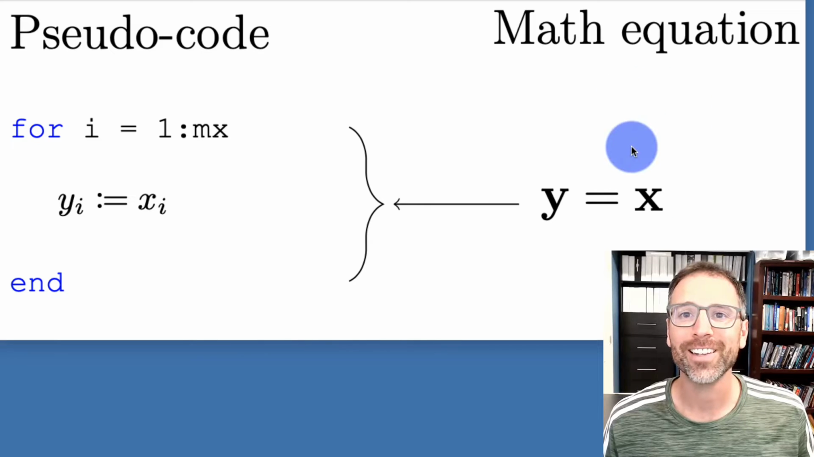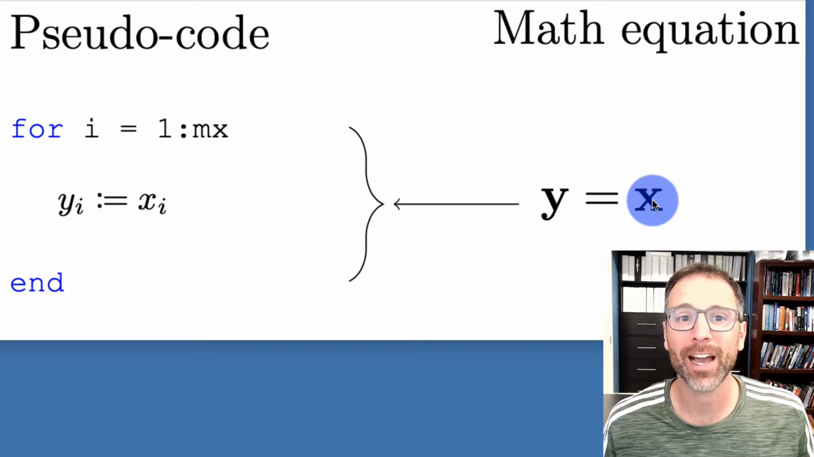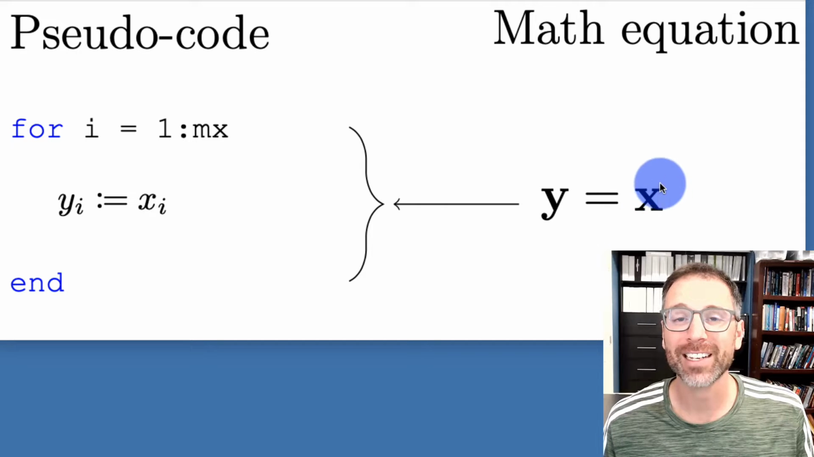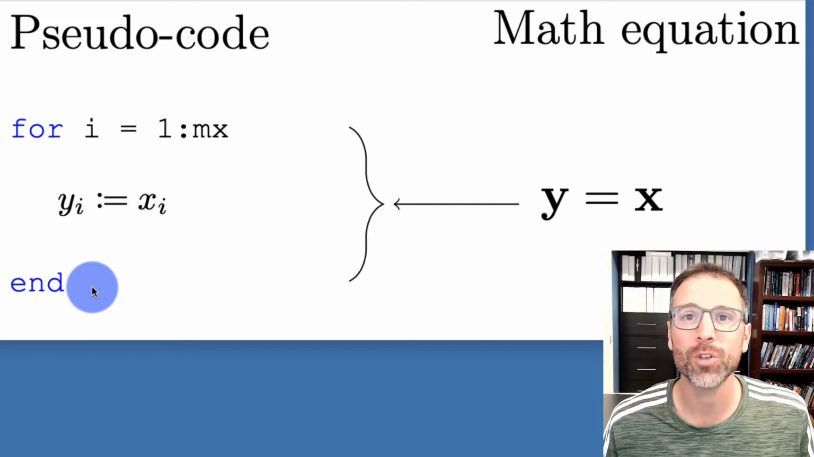Let's code a function that copies one vector into another vector. We've seen this previously as the copy routine. So if I have an m by 1 vector x, we literally just take each entry of x and copy it into the corresponding entry of y. That's represented by this pseudocode.